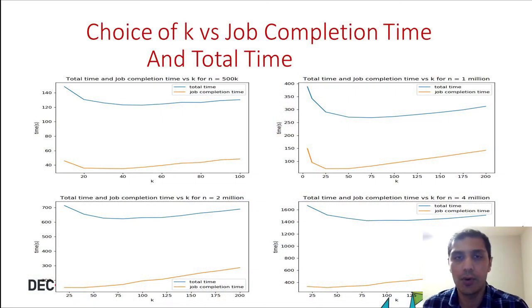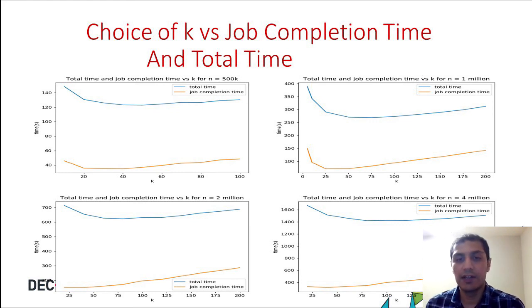A couple of graphs here: choice of K versus job completion time and total time. Total time is the blue graph here, and job completion time is the orange graph here. As we increase K, both total time and job completion time first decrease, but then they either remain the same or increase. We see this pattern for all of the samples utilized, from 500K to 4 million.